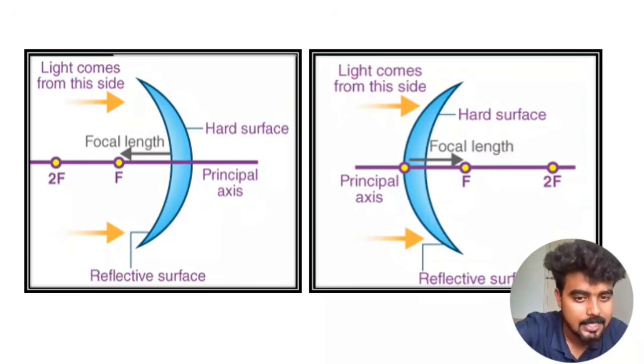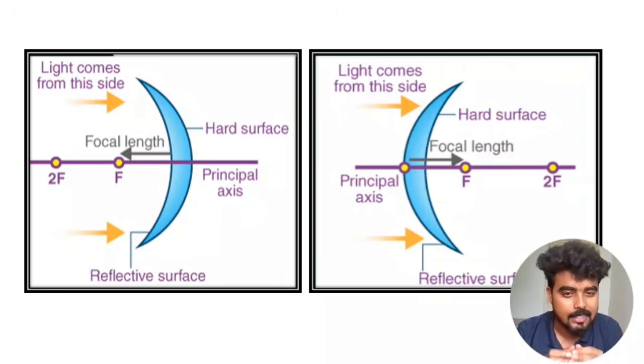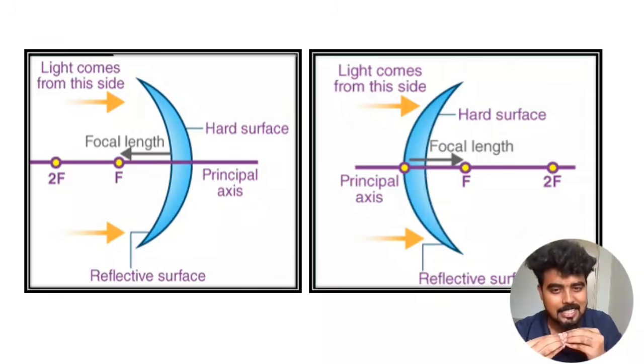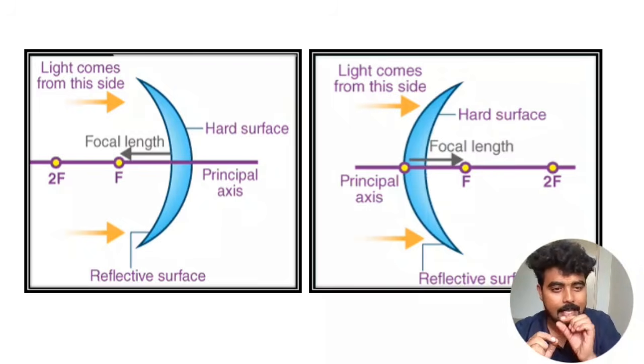The next one is radius of curvature. The radius of a sphere of which the mirror forms a part is called the radius of curvature. It is the distance between P and C. To be simple, here P represents the pole, R represents the radius of curvature, F represents the focus, as well as 2F or C represents the center of curvature.